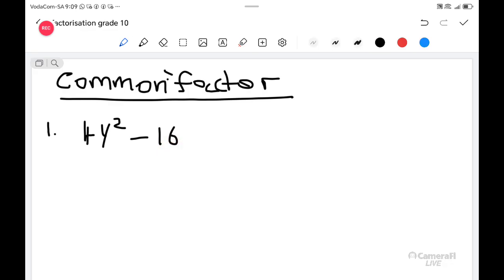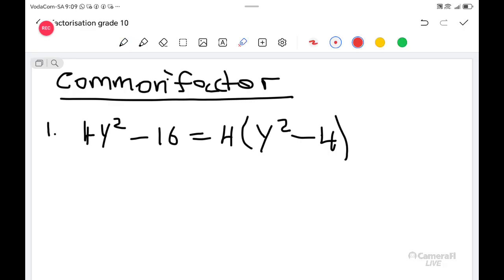So we take out that common factor, which is 4. If we take out 4 here, we are left with y squared. So then we will write y squared in brackets minus. When we check 16, if you take 4 out of 16, you say 16 divided by 4, you will be left with 4. So it is factorized, but it's not yet factorized fully. We will deal with this one in future.